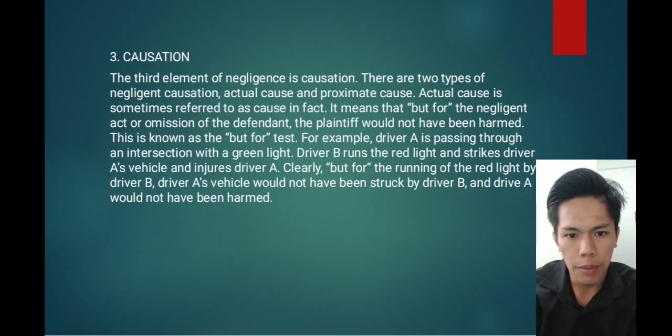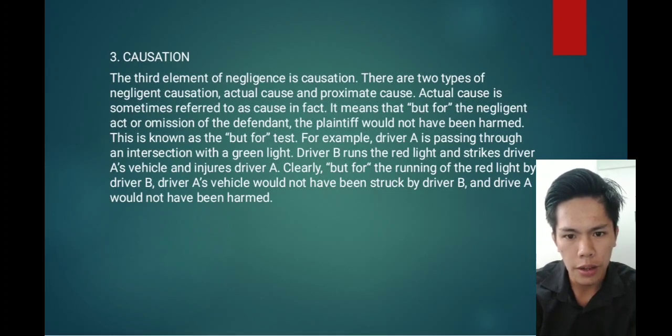Causation. The third element of negligence is causation. There are two types of negligence causation: actual cause and proximate cause. Actual cause is sometimes referred to as cause in fact. It means that but for the negligent act or omission of the defendant, the plaintiff would not have been harmed. This is known as the "but for" test.